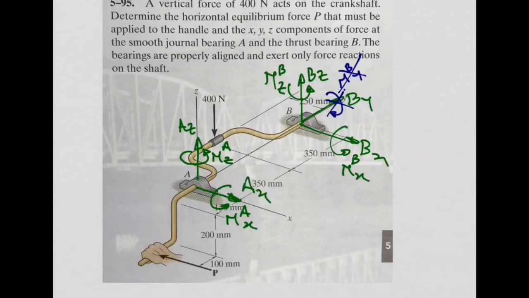Because if you have that moment MBY in blue there, it means if you want to rotate the crankshaft, it will not be possible, right? That's what that moment in blue means. So you cannot have that, right? So these are all the reactions you have, right? You all agree with me or not?